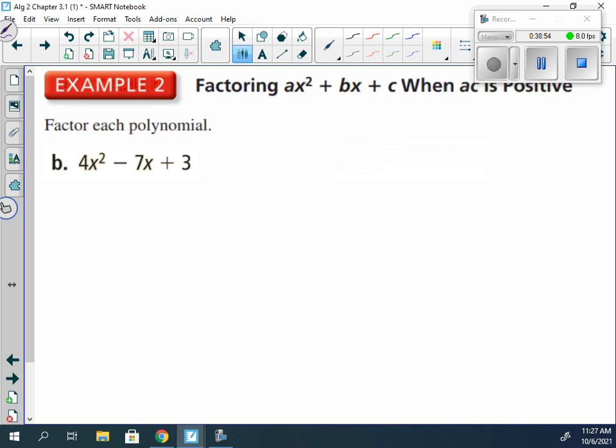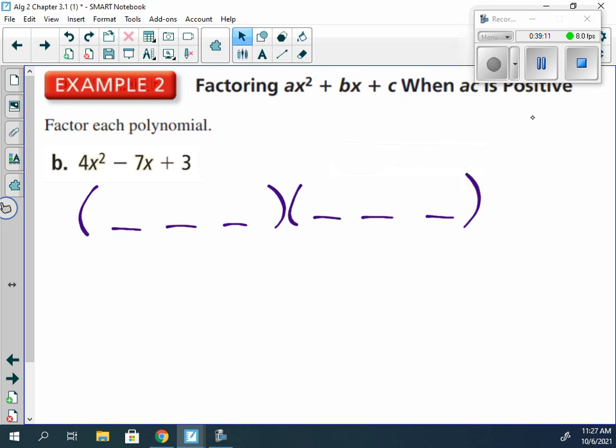Let's look at this here. Any questions on this so far? Is there a greatest common factor between these 3 terms? Well, no. So we'll have 2 sets of parentheses with 3 spaces. Now we look at the sign of the constant term, or the third term, and it is positive, so our signs are the same, and they match the sign of the middle term, which is negative. So we would have negative and negative, because the signs are the same, and they're going to match the sign of the middle term.